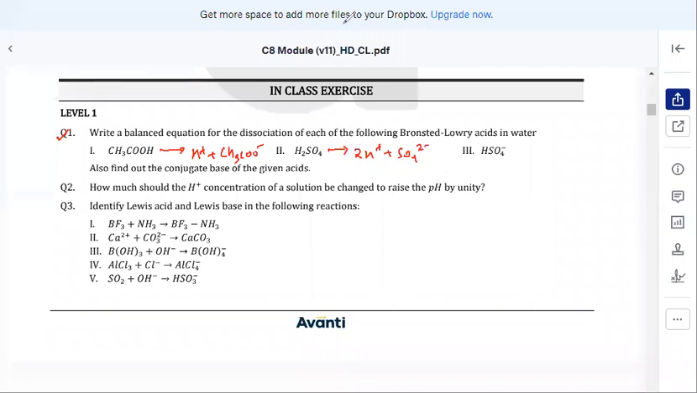In the first step, H2SO4 gives H plus plus HSO4 minus. Now this HSO4 minus will further dissociate to give H plus plus SO4 2 minus. Right, everyone? Got it? Tell me, got it?